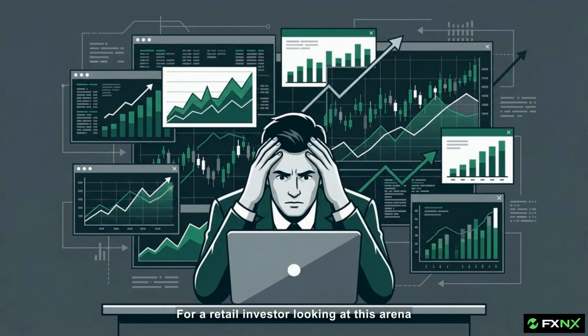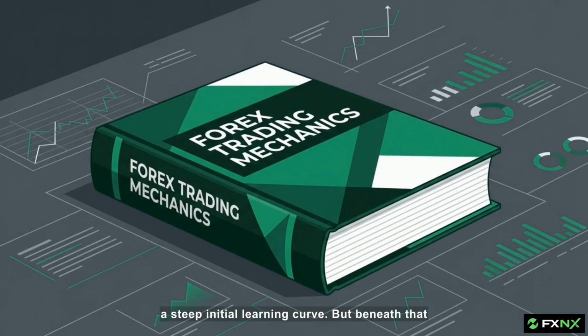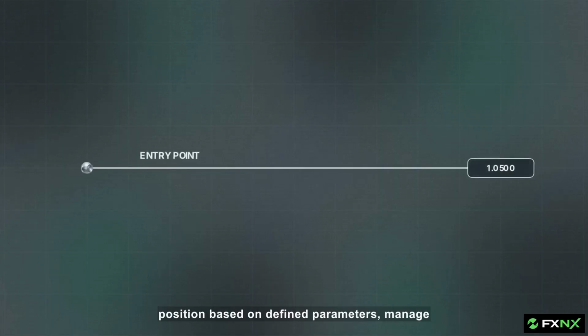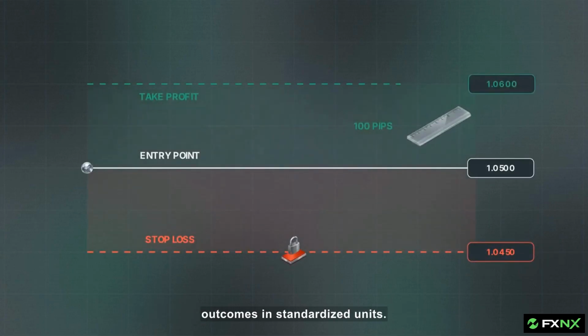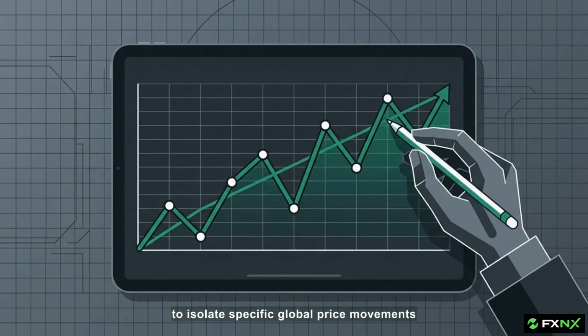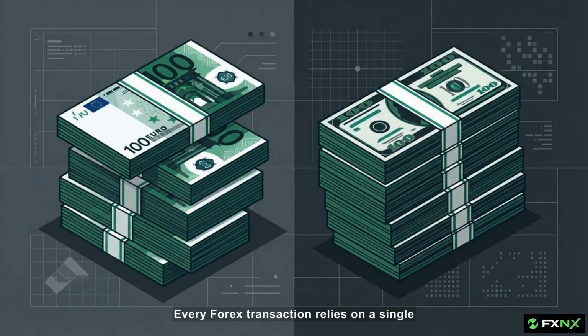For a retail investor looking at this arena for the first time, the entry points are obscured by a dense layer of terminology. Words like pips, lots, leverage, and margin create a steep initial learning curve. But beneath that vocabulary, currency trading operates on a strict set of mechanical rules. You enter a position based on defined parameters, manage your risk using automated orders, and measure your outcomes in standardized units. Mastering these core mechanics gives you the ability to isolate specific global price movements and structure them into a repeatable mathematical process.